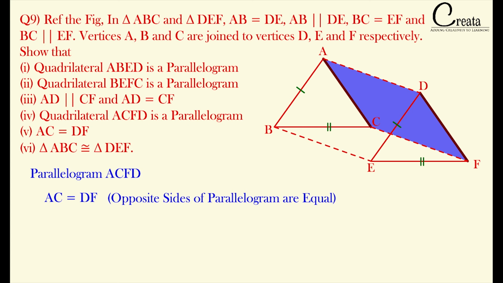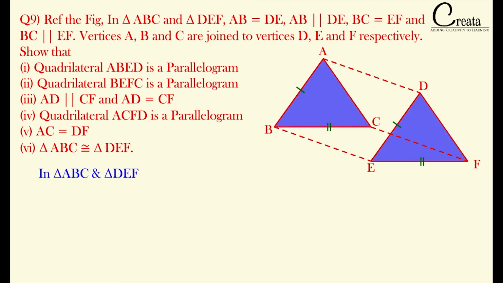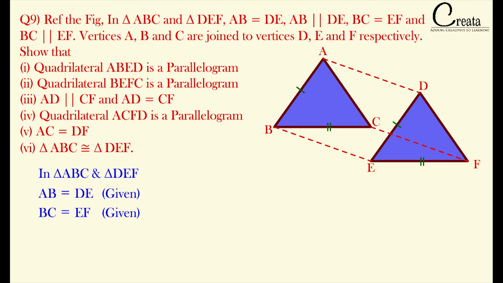Very simple. In the sixth part, we have to prove the triangle ABC is congruent to triangle DEF. Let's check both the triangles. AB is equal to DE, that is given. BC is equal to EF, that is again given. And AC is equal to DF, that we have proved in the fifth part of the question. So by the SSS congruence rule, we can say triangle ABC is congruent to triangle DEF. So that is the answer of the question.